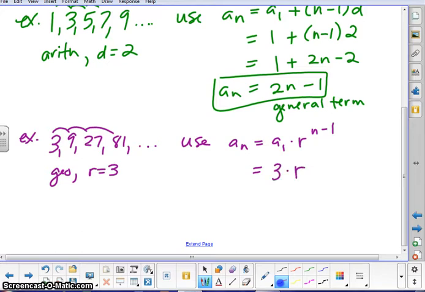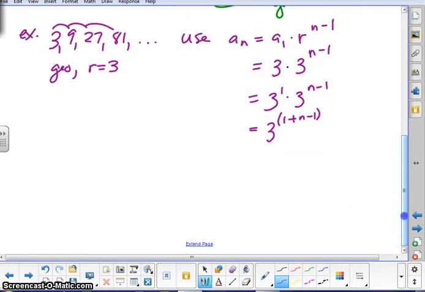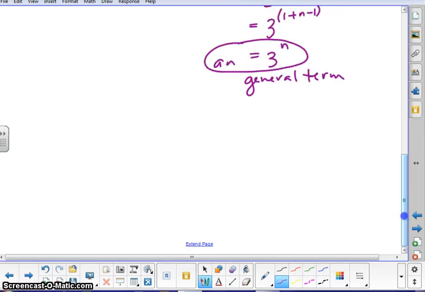R we do not know. Yes we do. We know it's 3. And then you have n minus 1. We do not know what n is. Okay, but we can simplify this a little bit. This is actually 3 to the first power. And as we know with anything with the same base, we can add those exponents together for a simplified answer of 3 to the n. So this right here is our general term for this geometric sequence. Okay, let's try another one.